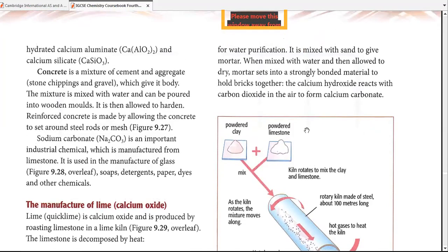Of hydrated calcium aluminate and calcium silicate. Actually, cement, when it settles down and when it's dry, is a mixture of these two components. You may memorize these two components. Even if you don't, that's fine.